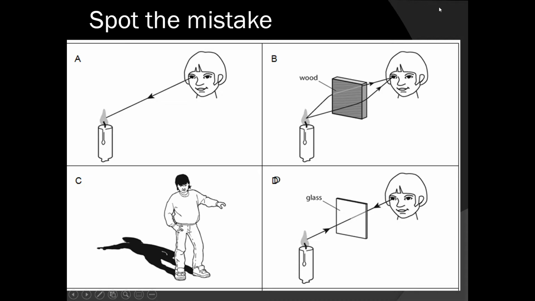So with image A, the main mistake here is that the arrow is pointing the wrong way. Our eyes do not project light beams. The light is coming from the candle, so it should be pointing the other way.